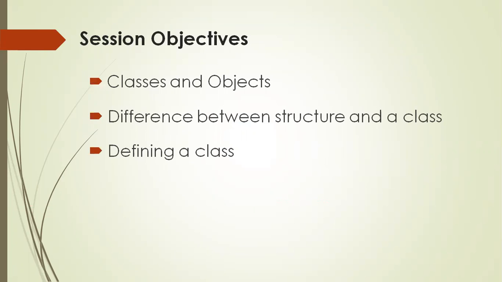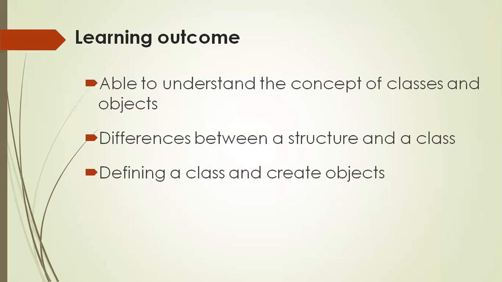The main objective of today's session is to introduce the basic concepts, classes and objects, and the differences between a structure in C language and a class in C++. We will also learn how to define a class. At the end of today's class, you will be in a position to understand the basic concept of classes and objects, in what way structures and classes are different, at the same time in what way they are similar, and how to define a class and how to create objects of the respective class.